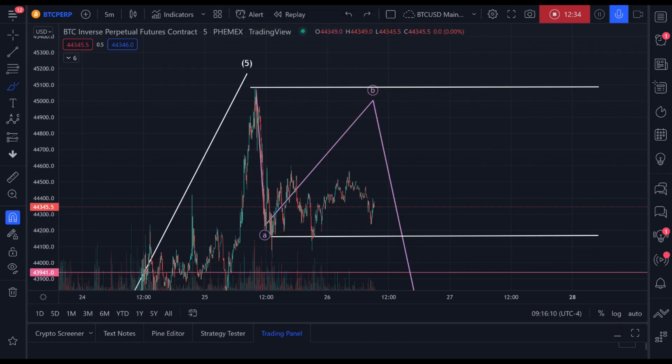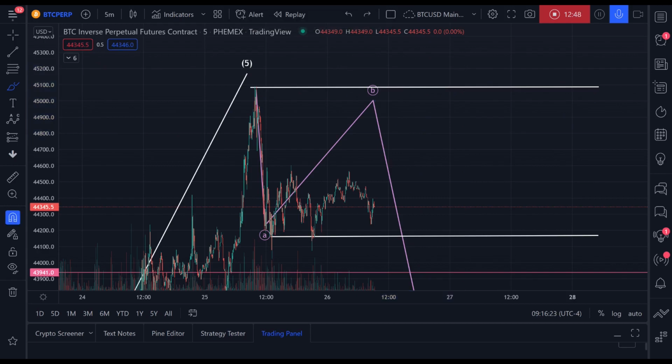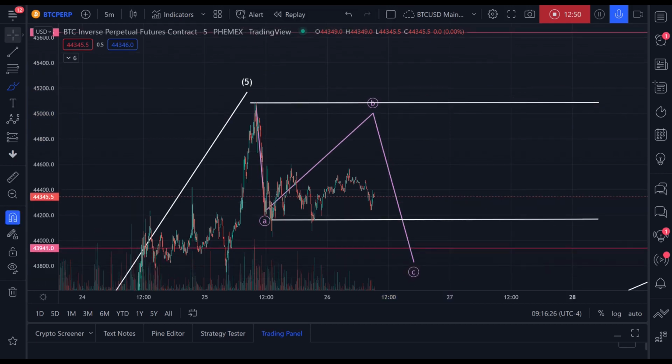Now, how do you buy this range low? You don't just buy once this B wave is finished at 45K. No. You wait for the pivot, because the pivot can take you up through the top of this range. It can wick up through the top of this range. Now, where would your stop be? Okay, this is the question.